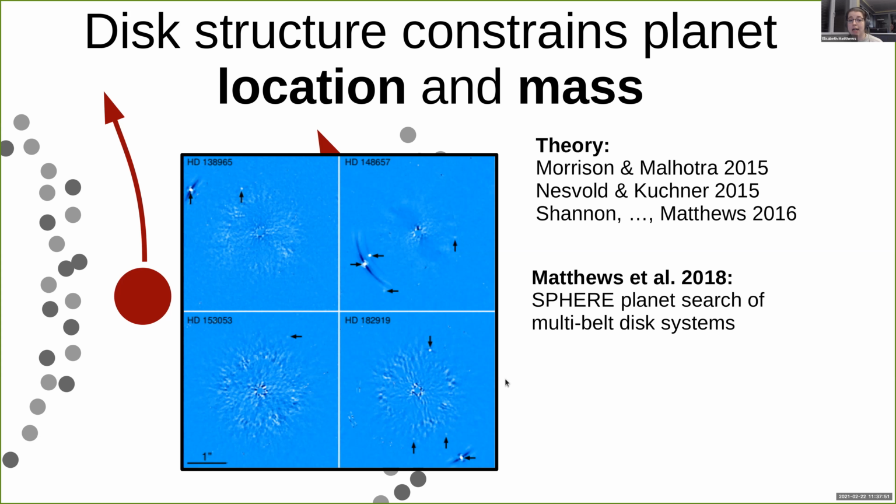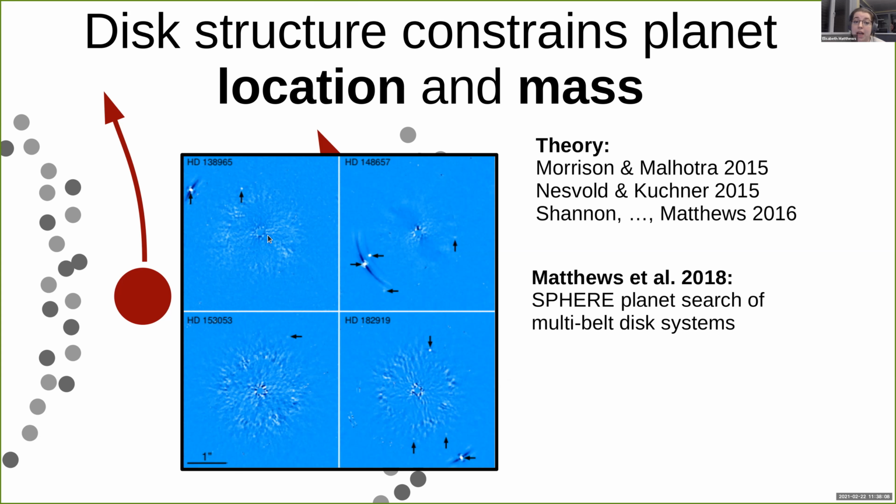So we specifically targeted 24 of these systems where there's multiple distinct belts of dust, and we were trying to find the planets within those gaps between the belts of dust. These images are thumbnail images of 4 of the targets from that survey.